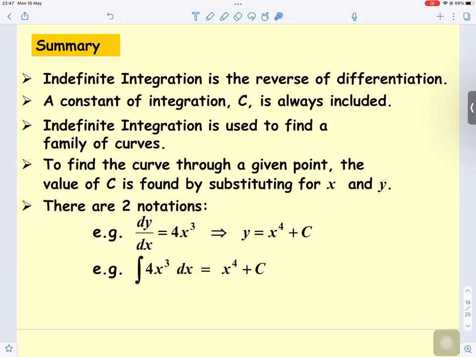And there are two notations. dy over dx equals to 4x cubed, or you can write it as integral of 4x cubed dx is equals to x to the 4 plus c. In this case, y equals to x to the 4 plus c.